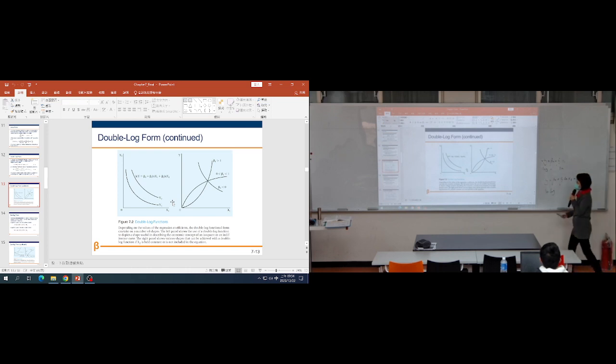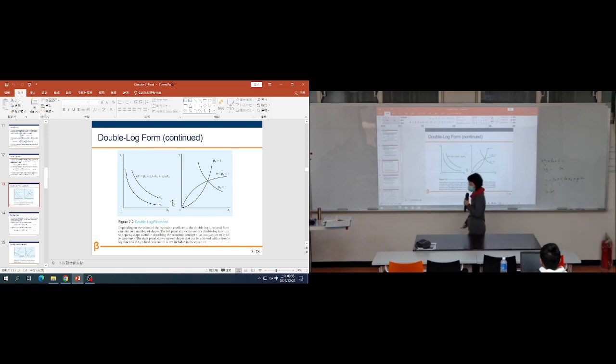Okay, so we don't really need to remember what kind of forms these equations take, but we will know that the value of the beta will turn out the diagram, the relationship of x and y, in a different way. And the typical example for double log functional form, maybe we can take the demand law as an example.